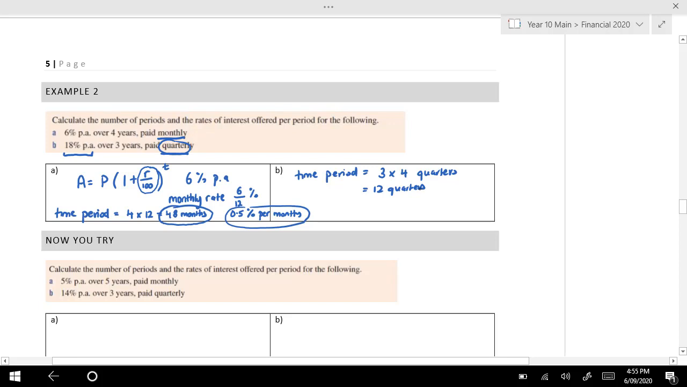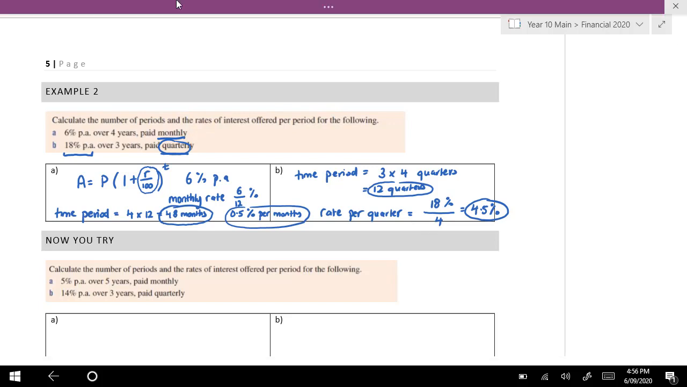So what are we going to do now? We have to find our rate. It's not our rate per month, it's our rate per quarter. We've got 18%. Instead of dividing it by 12, we're going to divide it by 4, which is 4.5% per quarter. All right, so once again, rate per quarter, 4.5%. We've got 12 quarters. Now we can go ahead and start using the formula. So really, this is what goes on in the background when you're doing these questions. Now we're introducing quarters and months and even daily.